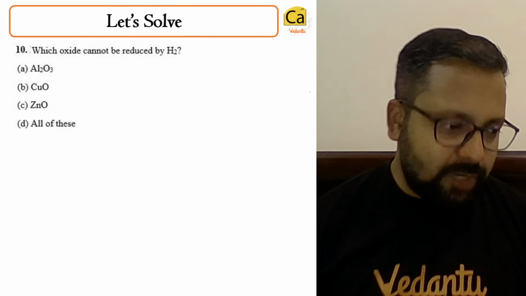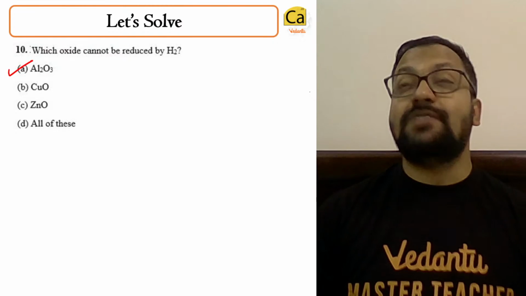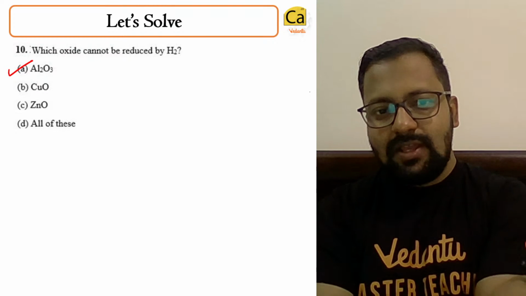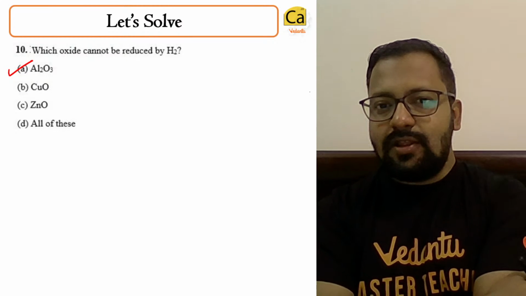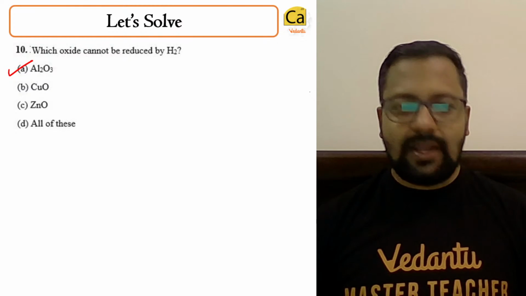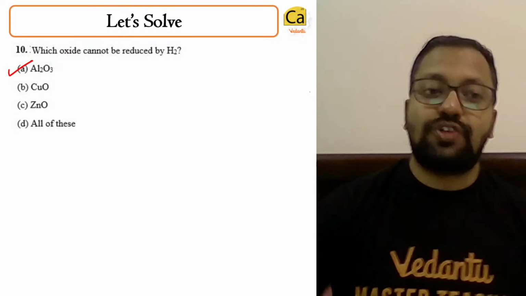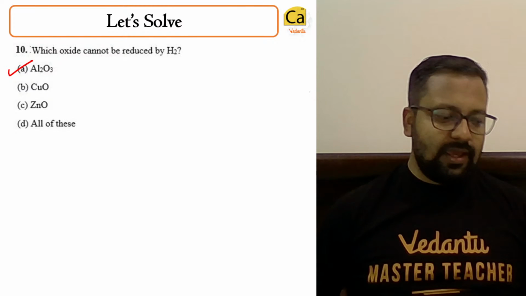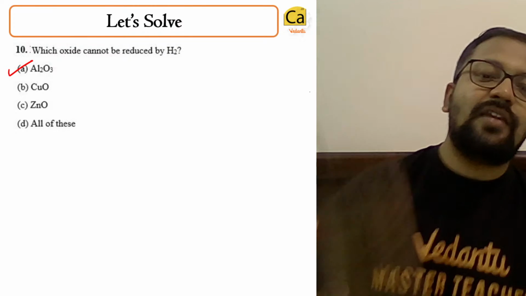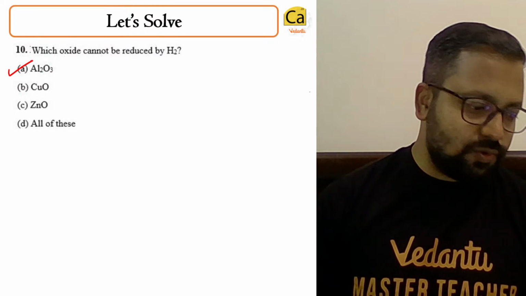The right answer should be A. Al2O3 cannot be reduced. Aluminium is way higher in the activity series compared to hydrogen. So hydrogen cannot reduce aluminium. Hydrogen can reduce elements which are below it in the activity series. Al2O3 is way higher in the activity series. It will never ever be reduced by H2.